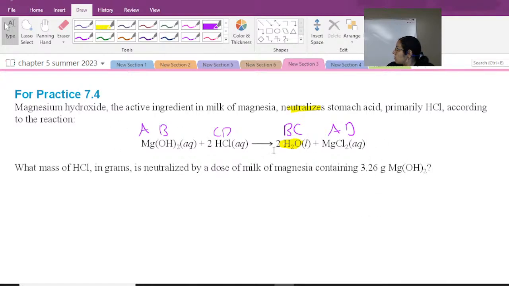But let's practice our stoichiometry. So see if we can calculate this. So what mass of HCl in grams is neutralized by a dose of milk of magnesia containing 3.26 grams of magnesium hydroxide? And so, right, don't forget to calculate your molecular weights. And you found that on the bottom of the periodic table for each element? Yeah, so that's right, the average atomic mass, and then you add them all up.